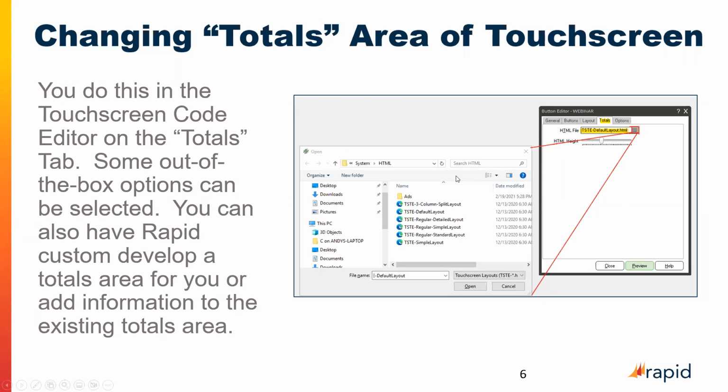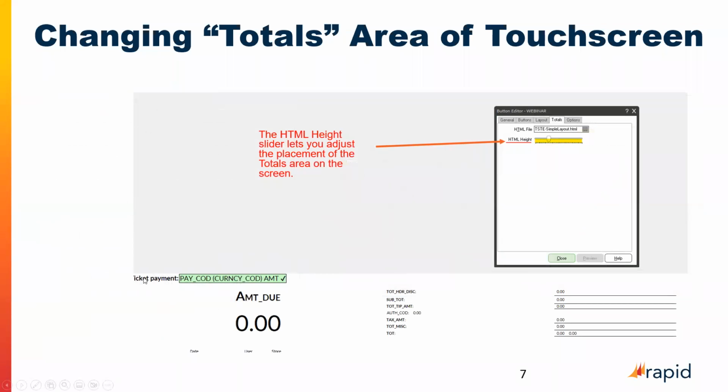You can also notice when you do that, you might find that the totals is too far up or too far down on the screen. So it's easy to make adjustments to that. There's this little HTML height slider. You can slide it over a little bit and hit preview. It'll move that total amount up so you can make sure it's landing in the right spot on your touch screen. So in terms of just using the ones that are out of the box, that is very useful.